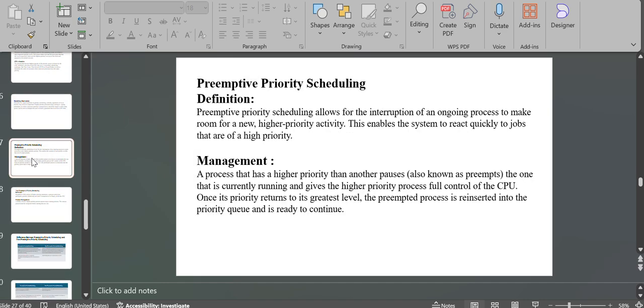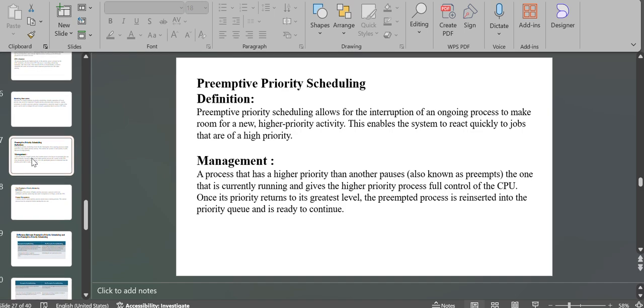Preemptive priority scheduling definition. Preemptive priority scheduling allows for the interruption of an ongoing process to make room for new higher priority activities. This enables a system to react quickly to jobs that are of a higher priority. Management of preemptive priority scheduling: a process that has a higher priority than another pauses the one that is currently running and gives the higher priority process full control of the CPU.